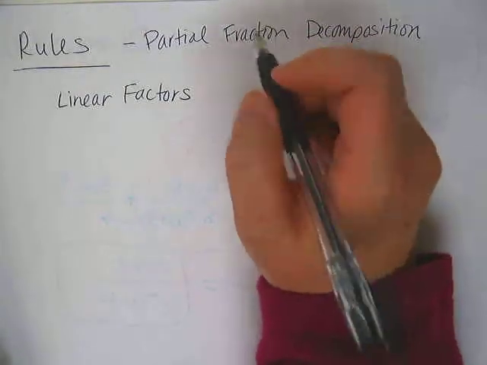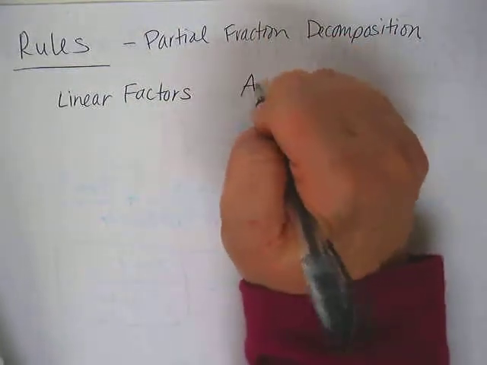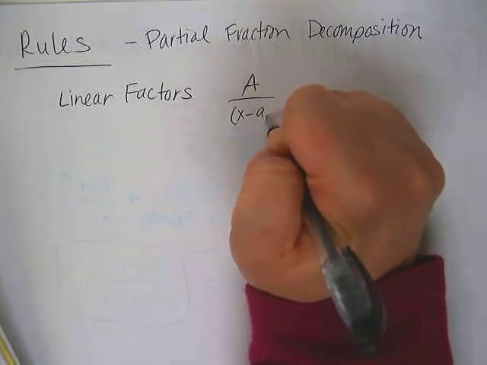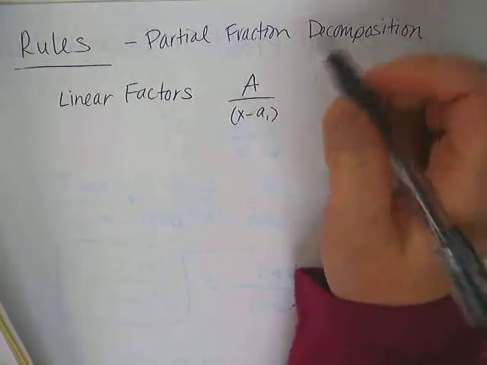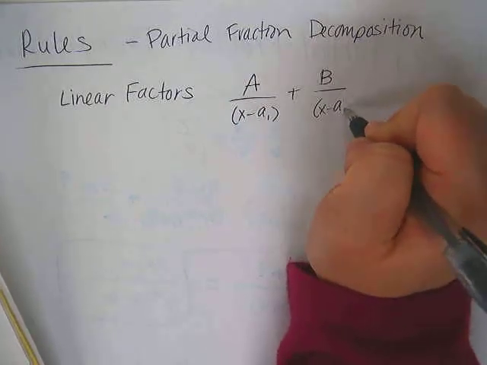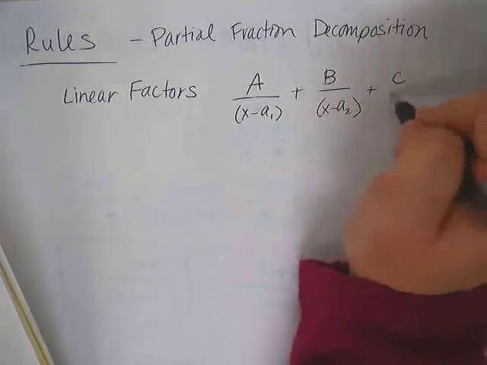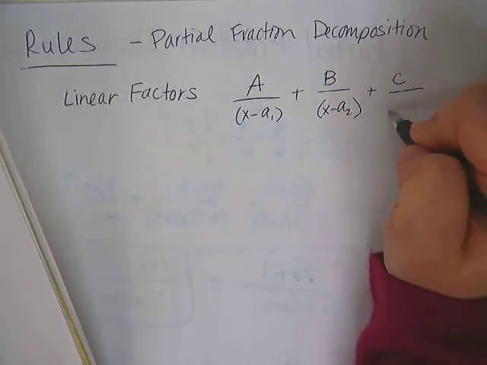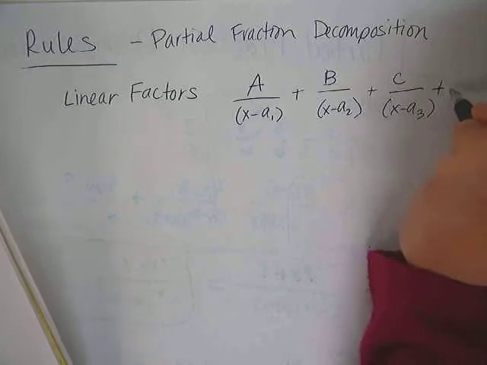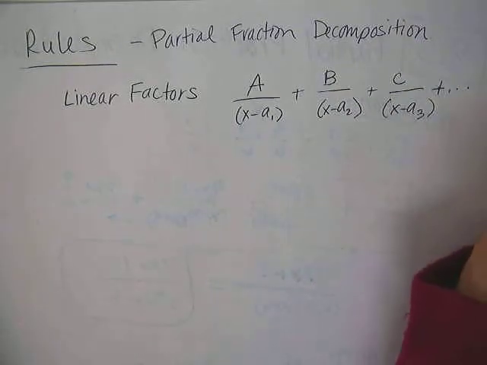Okay, so if you have linear factors, then you just use A over your first linear factor. So that just represents your linear factors. Plus B over your next linear factor. Plus C over your next linear factor if there is one. If there's not, then you're done. So you just keep doing that till you've included all of the factors.